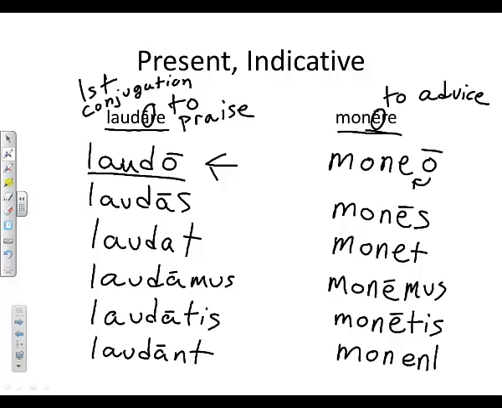Oh, and I can't believe it. I did the same thing here again. I started just writing the root, and then I forgot to shorten it. It's laudant. Laudatis, laudant. Monetis, monent.